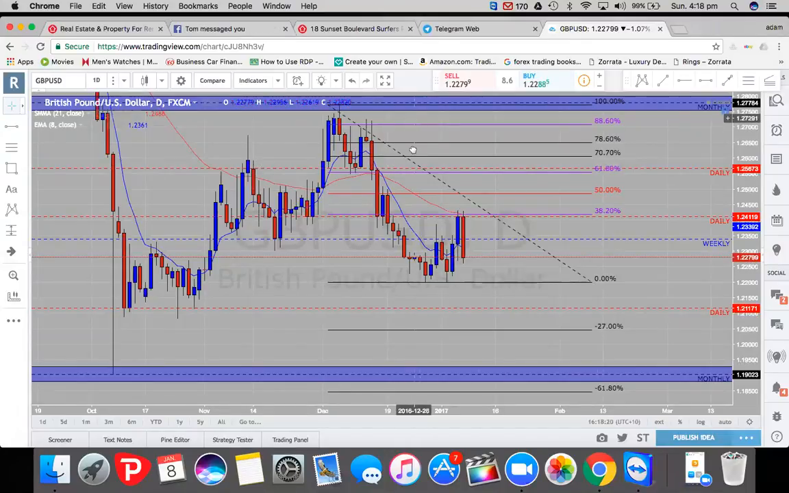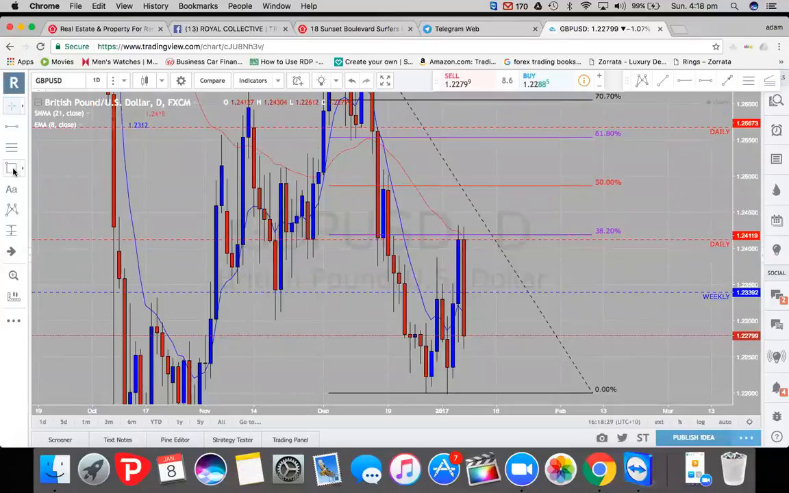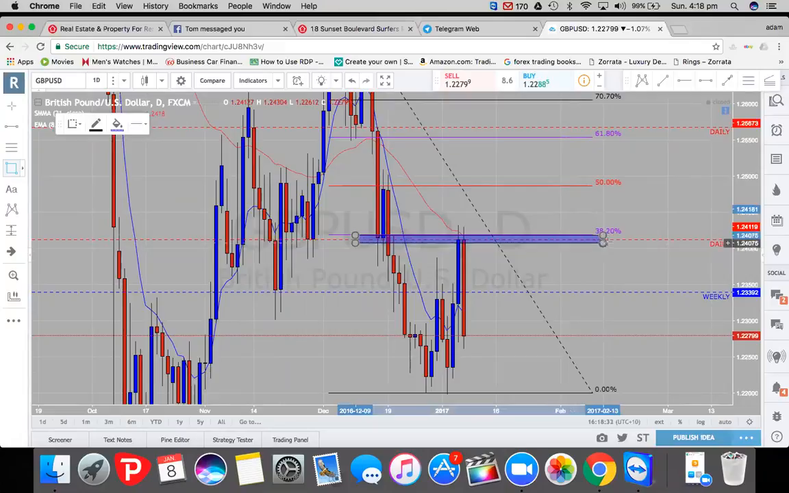So what I'm now measuring, guys, is my fibs from a high to a low. Okay, and you can see 38.2 lines up pretty close with our support and resistance key level on the daily, okay?